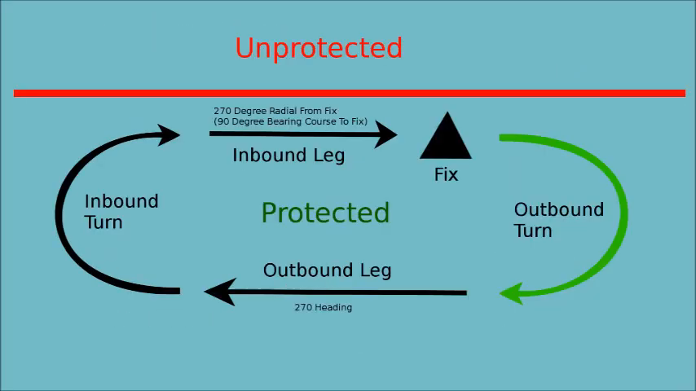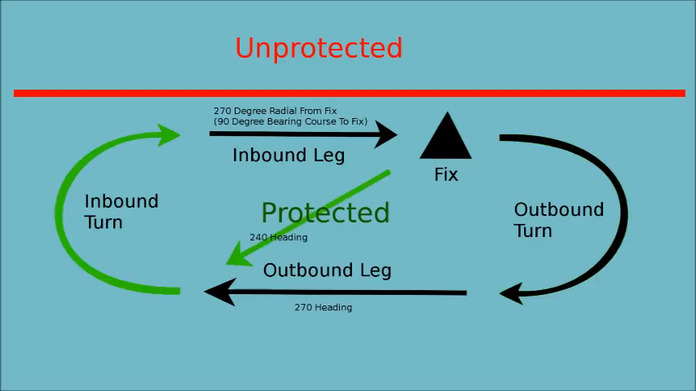To fly a direct entry, simply turn to the outbound heading after passing the holding fix and start your outbound leg. To fly a teardrop entry, turn 30 degrees off from the reciprocal of your inbound course for 1 minute. Then perform a standard rate turn and start your inbound leg. In this case, the inbound course is 90 degrees, so the reciprocal would be 270 degrees. To fly 30 degrees off would put you on a 240-degree heading.